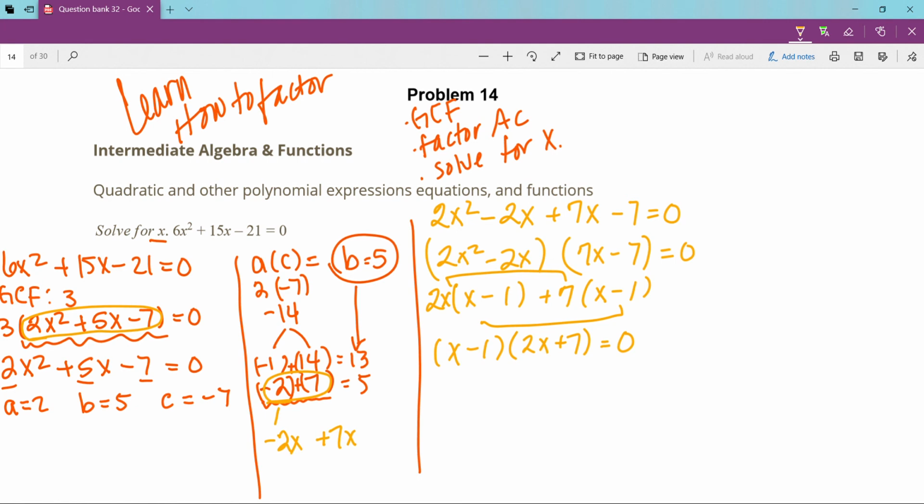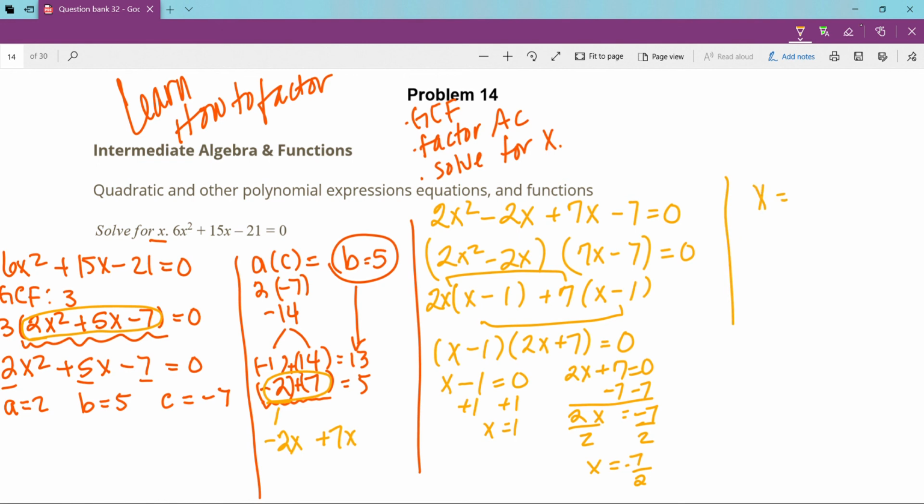So now we're going to solve for x. Both of these equations can be set equal to 0. So x minus 1 equals 0. 2x plus 7 equals 0. Solve for x here, plus 1, x equals 1. Solve for x here, minus 7, 2x equals negative 7. Divide both sides by 2. x equals negative 7 halves. So your solutions are x equals 1, negative 7 halves.